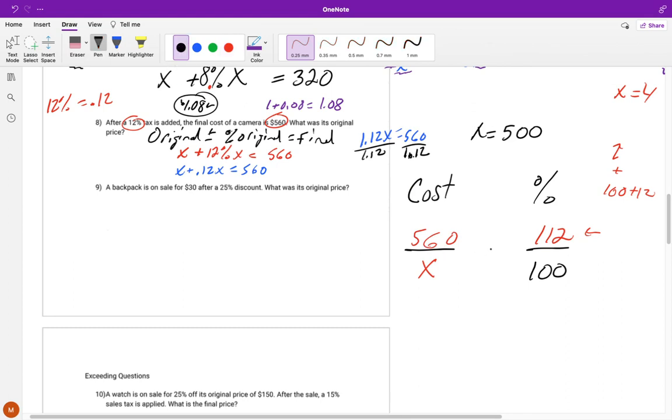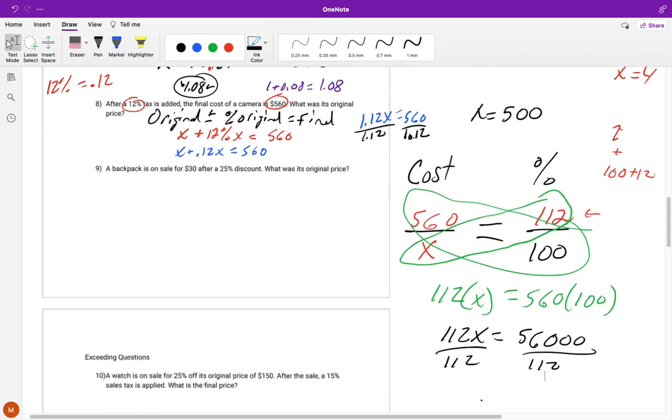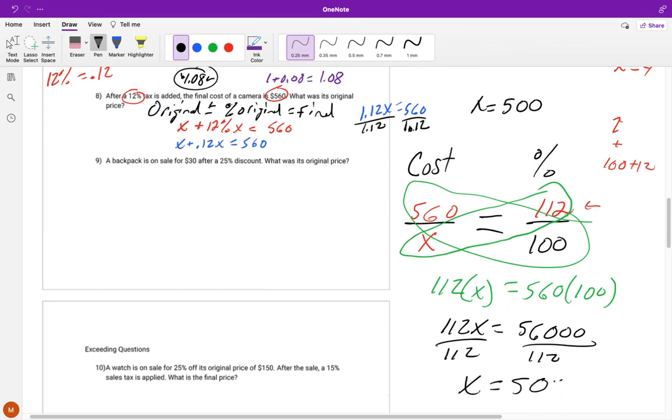As we discussed in class, if we have 2 ratios, we know that they're equal to each other. We can multiply the opposite numerator with the opposite denominator. So we can do what's called cross multiplying. And I showed you in class why this works, and I'll show you again why this works. But we then get 112 times X is then equal to 560 times 100. This gives me 112x is then equal to 56,000. And when we divide by 112, we then get x is equal to 500.